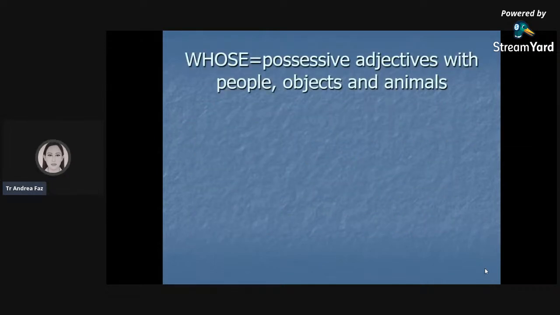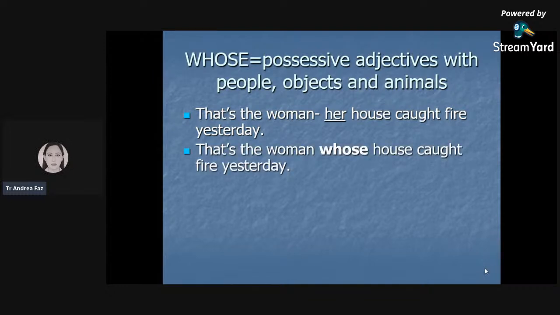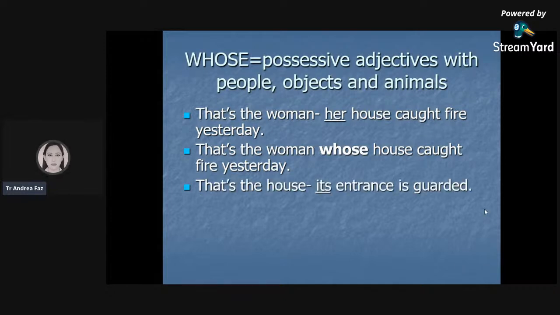While we get up to there, we're going to continue with whose. It is used to refer to possessive adjectives with people, objects, and animals. For example, that's a woman. Her house caught fire yesterday. That's a woman whose house caught fire yesterday. Again, her will be the pronoun, and whose will be the relative pronoun that helps us to link ideas.